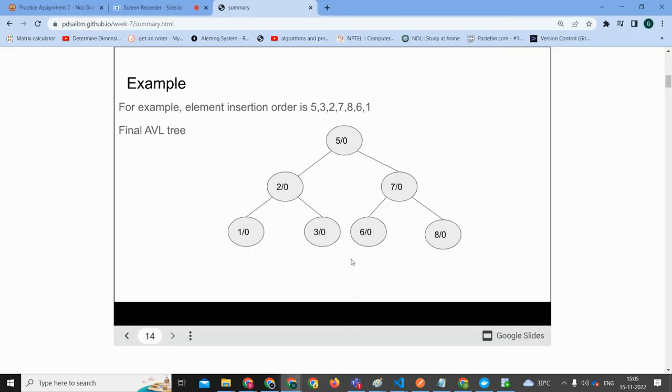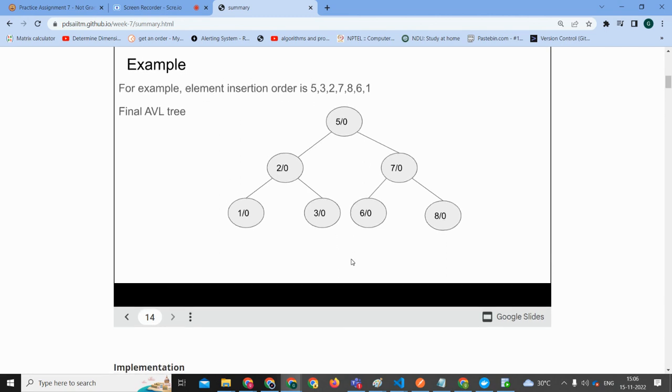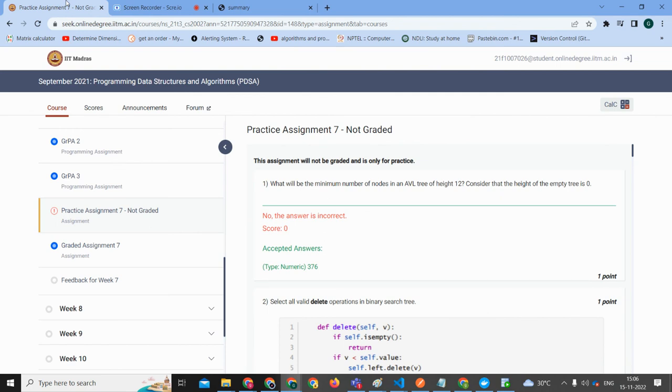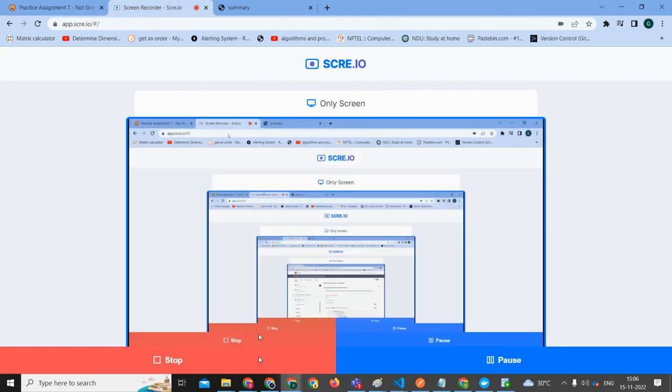So this is how you insert inside of an AVL tree. Got it? So basic things are done. Now you have got a very good idea of what is an AVL tree.